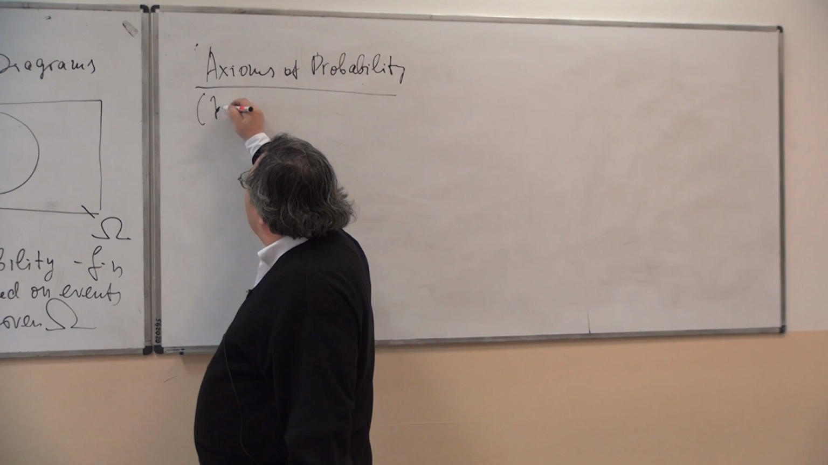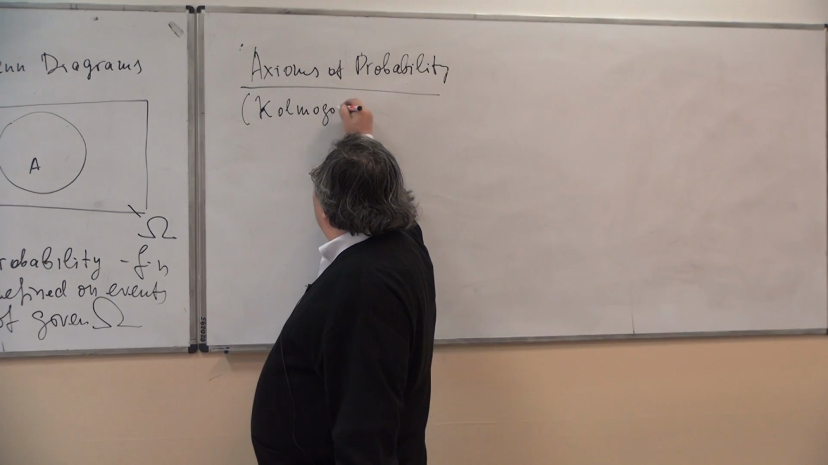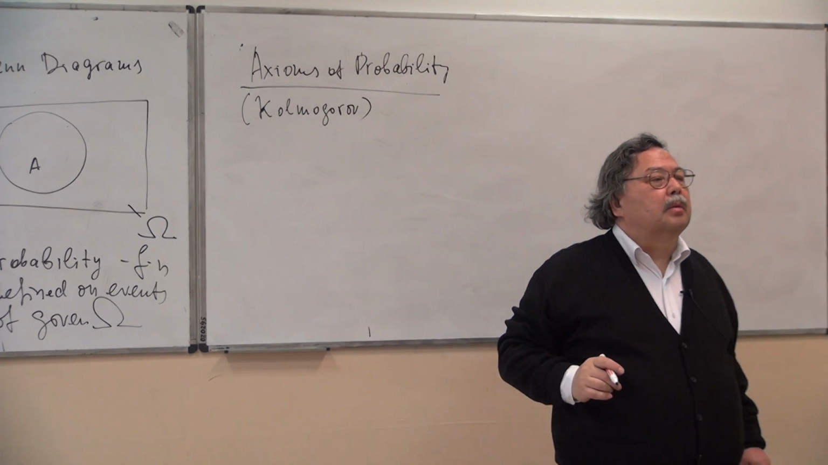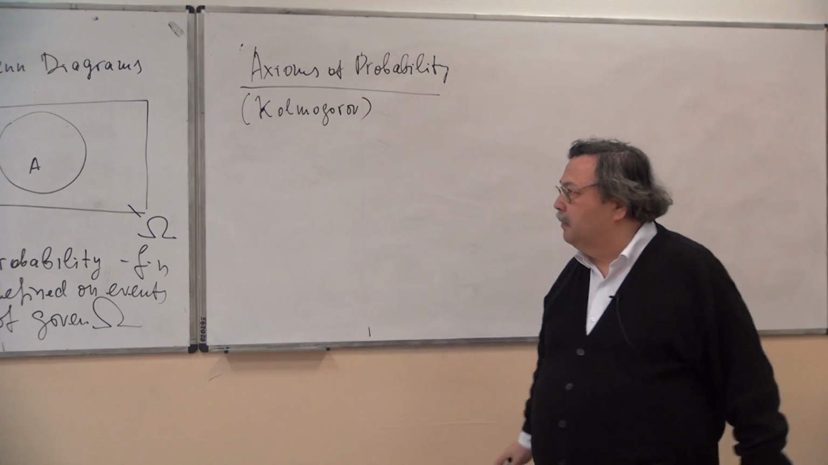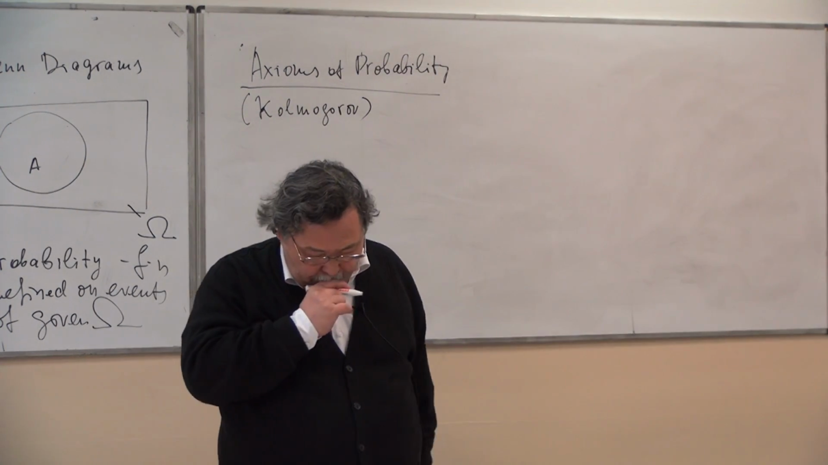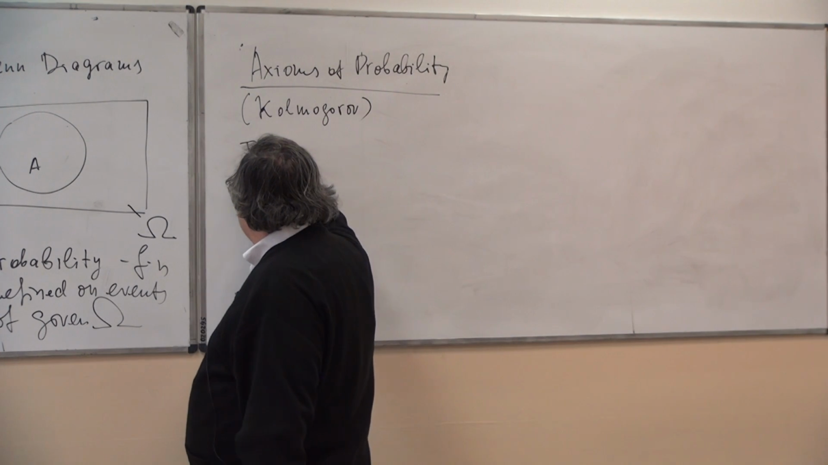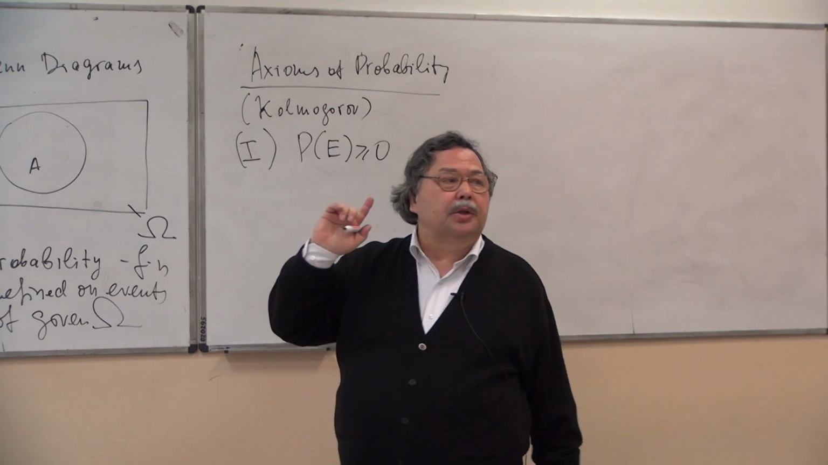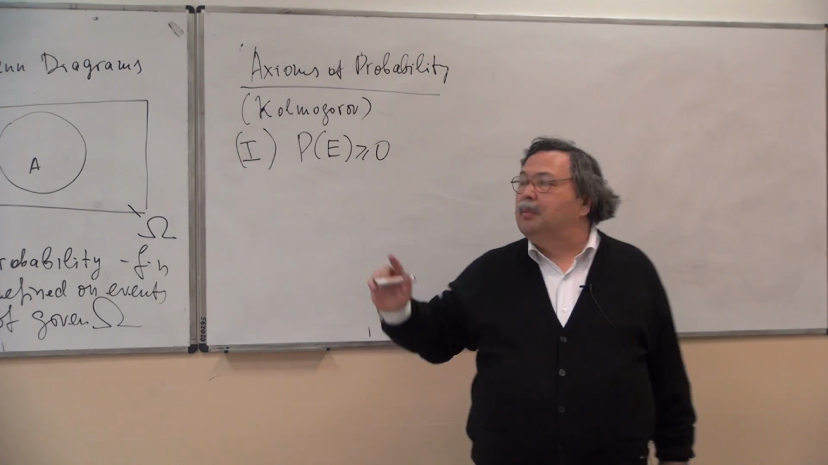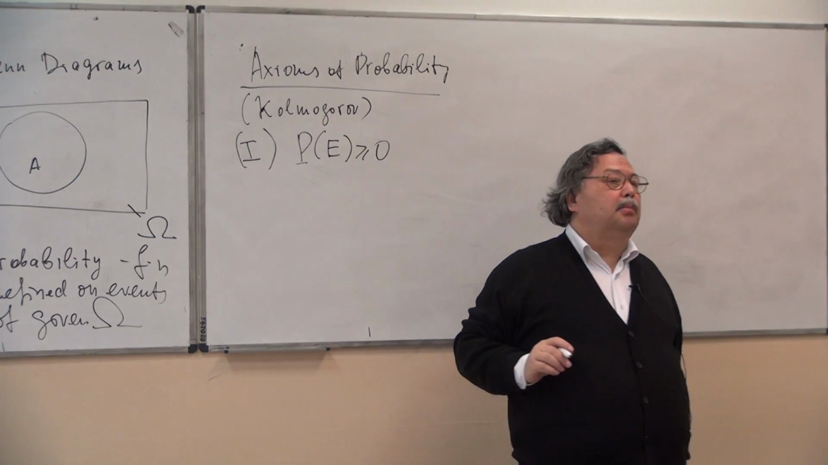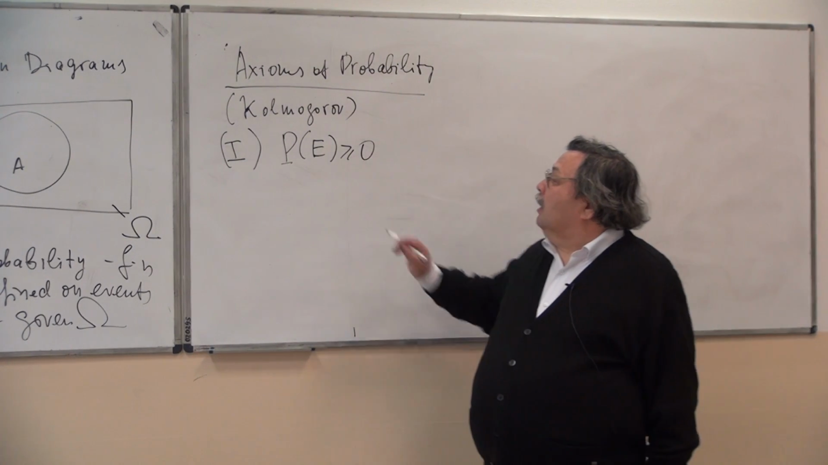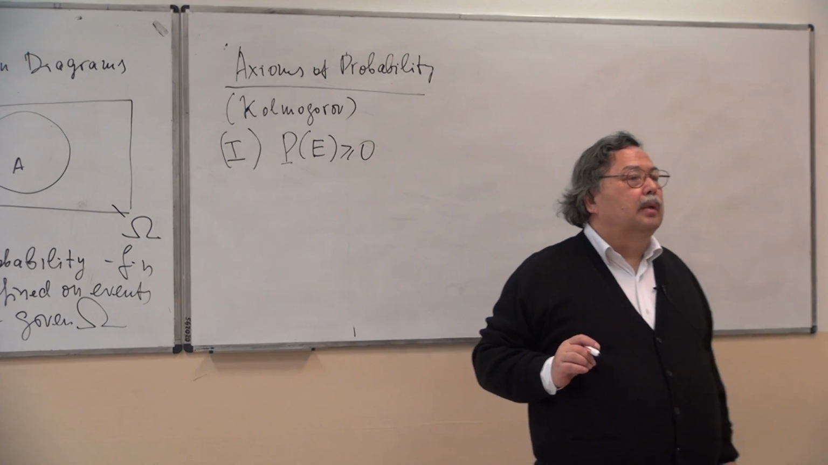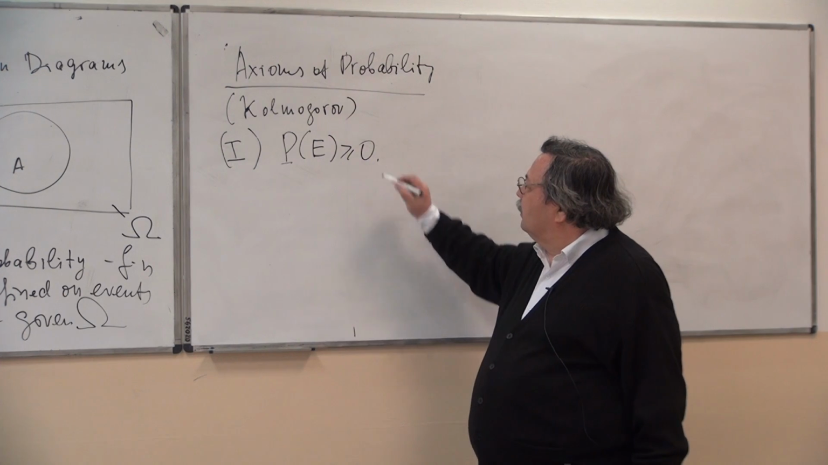And these axioms were introduced by the Russian mathematician Andrei Kolmogorov. There are 3 axioms actually. Now, notation. The accepted notation for probability is a capital letter P. Now, what's written here is this: the probability of any event E is non-negative. It can be 0, but it cannot be negative.